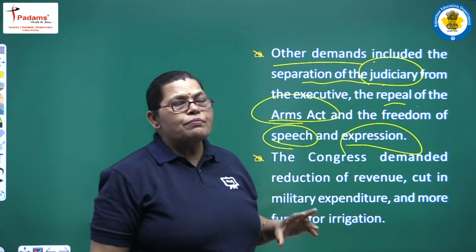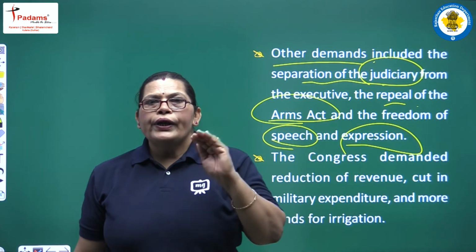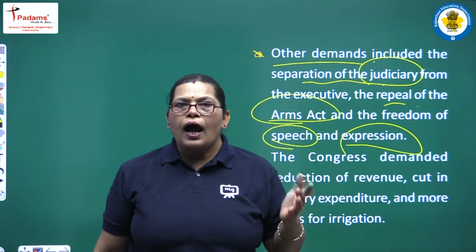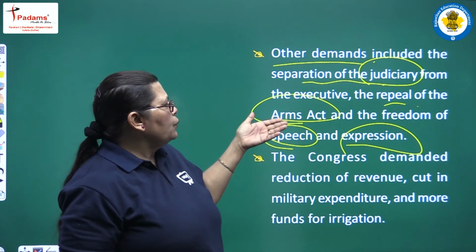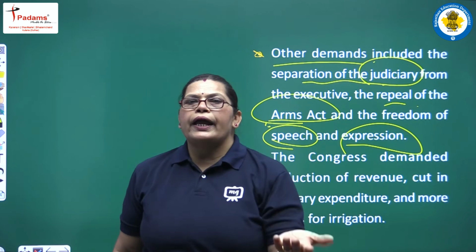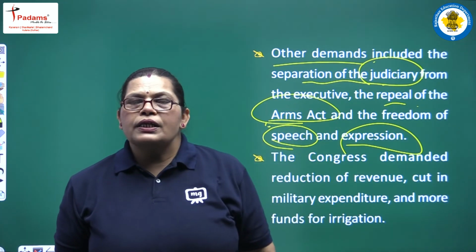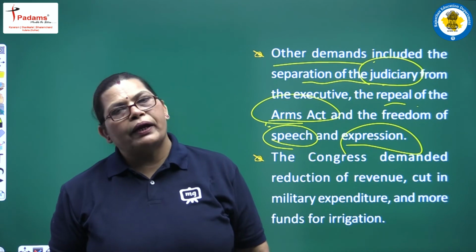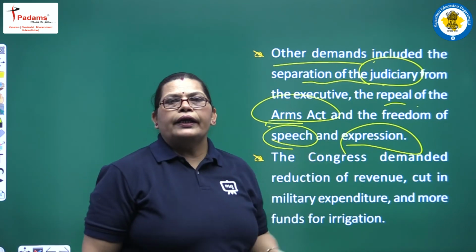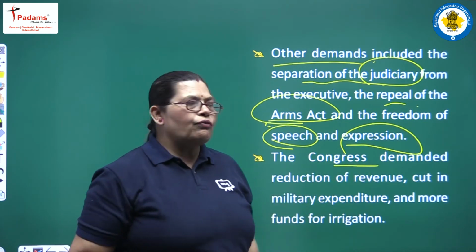about the Arms Act. In this Arms Act, what happened, students? No Indians were allowed to use arms. So they wanted to repeal this Arms Act as well as secure freedom of speech and expression, as the Vernacular Press Act was released by the Britishers, by the government of India of that time. The Congress demanded reduction of revenue.